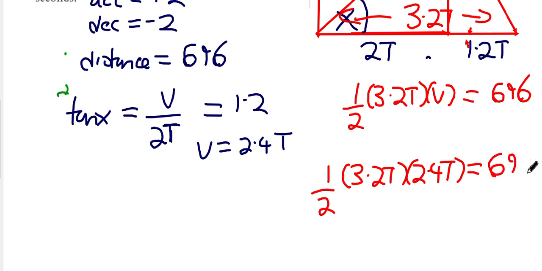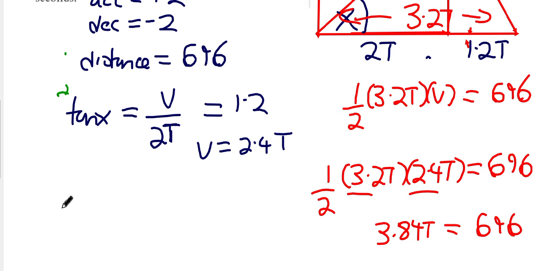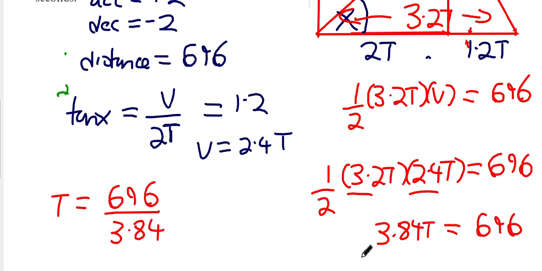And what's 3.2 multiplied with 2.4 and then half your answer? So we could do that really quickly. 3.2 multiplied with 2.4, half your answer. What? 3.84 t, yeah? And then divide that 3.84 into 696. So you're going to do 696 divided by 3.84. What? Really? Okay, we've gone wrong somewhere.